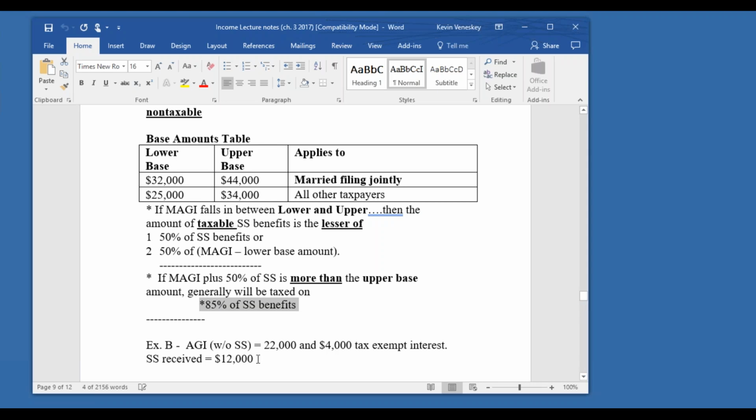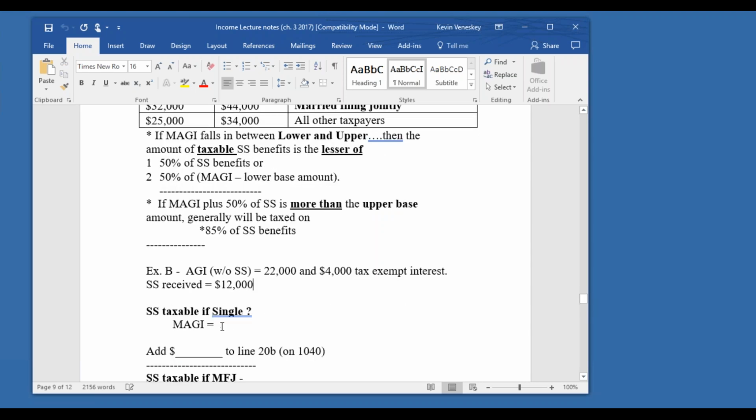So let's look at this example here, example B. This person has an AGI, not looking at Social Security yet, of $22,000. They have $4,000 in tax exempt interest. Social Security they received is $12,000 for the year. If this person is single, first off, what is their modified adjusted gross income? And then how much would we need to show that is taxable on the 1040? At this point, I'd like for you to hit pause, try to answer these two, and then I'm going to go through the answers in just a few seconds.